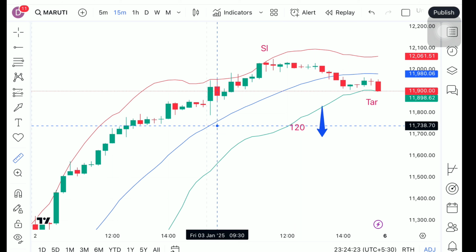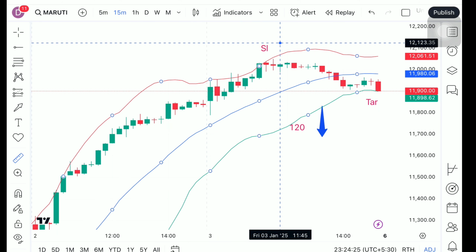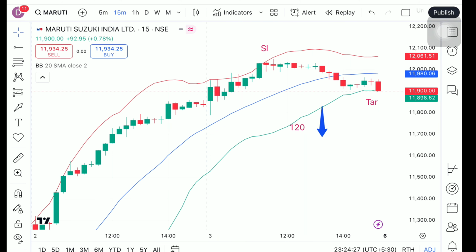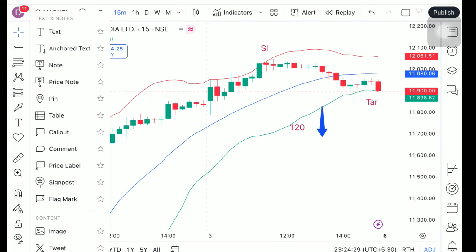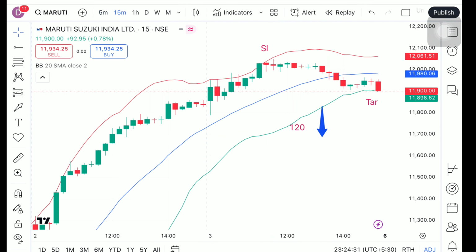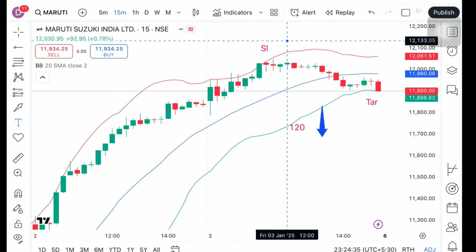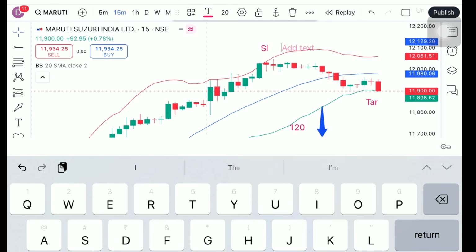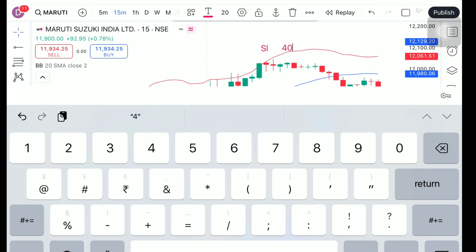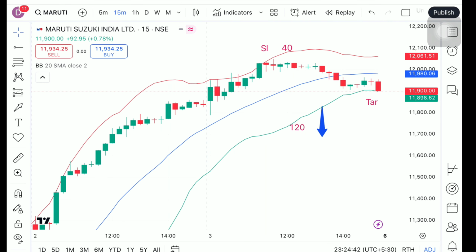Here are a few conditions to be fulfilled before taking an entry. First, only after 9:30 should we take an entry, but before 12 o'clock. After 12, please avoid the trade for intraday. If you want, you can take a trade for BTST, but there the success rate is only 70%.